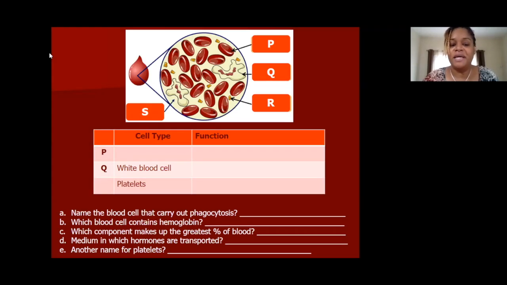And finally, and I asked this a little bit earlier, what is another name for platelets? Thrombocytes. So I want you guys to get familiar and comfortable using all of the alternate names for those components of blood. Our red blood cells are erythrocytes, our white blood cells are leukocytes, our platelets, thrombocytes, and then of course plasma. So get comfortable using those terms so you know what they are if they were to come up in a test or a quiz.